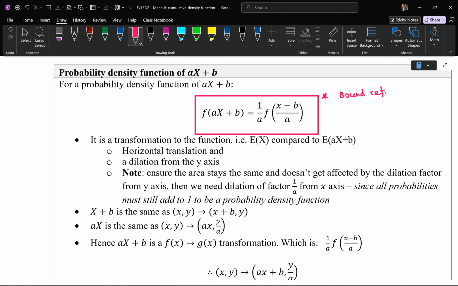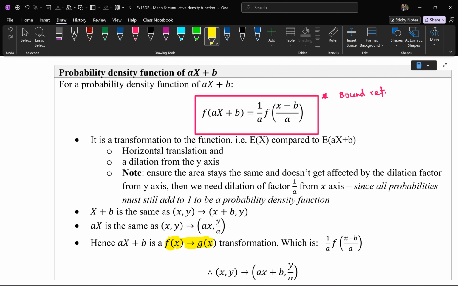What is this? In a nutshell, when you have a linear transformation of a continuous random variable, you're essentially changing the function f of x and transforming it somewhere else. If you're transforming a function to another function, we can already read that there's a horizontal translation and there's a dilation.